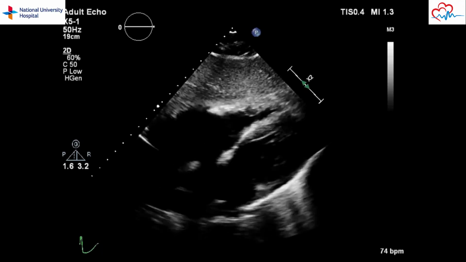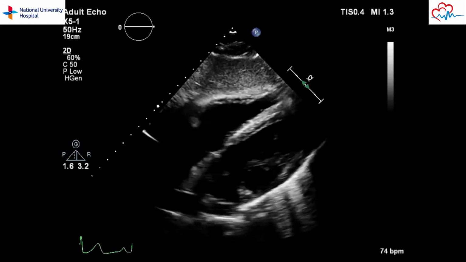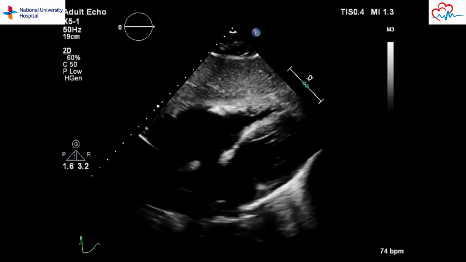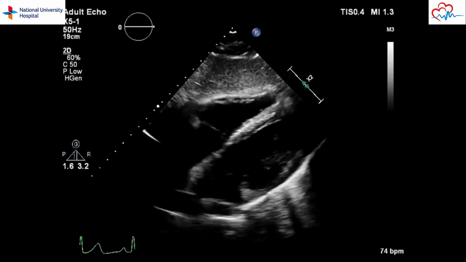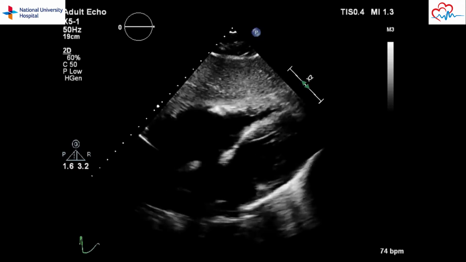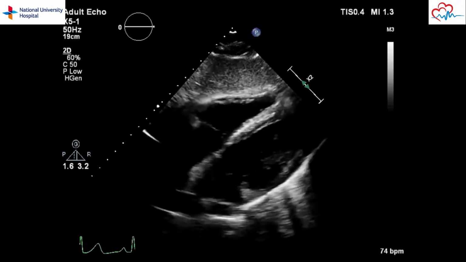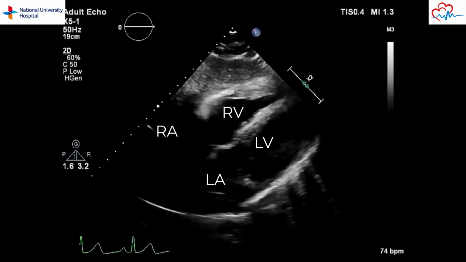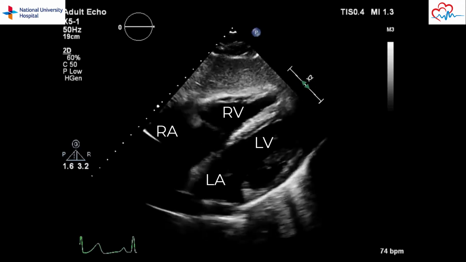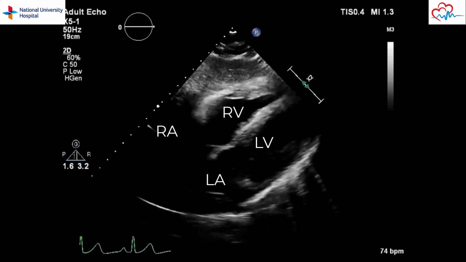The SC view is obtained with the patient laying supine with abdominal muscles relaxed. This is the subcostal 4-chamber view. The transducer is placed in the subxiphoid position, with the marker facing left. The transducer should be angled towards the patient's left shoulder. From this image, the right atrium, TV, left atrium, MV, left ventricle, interatrial septum, and interventricular septum can be examined.